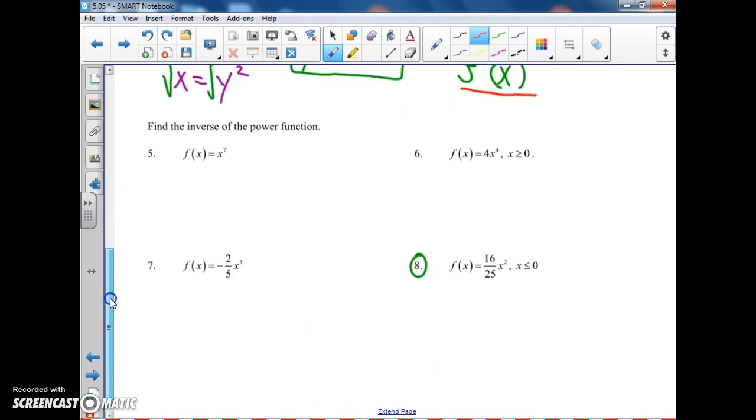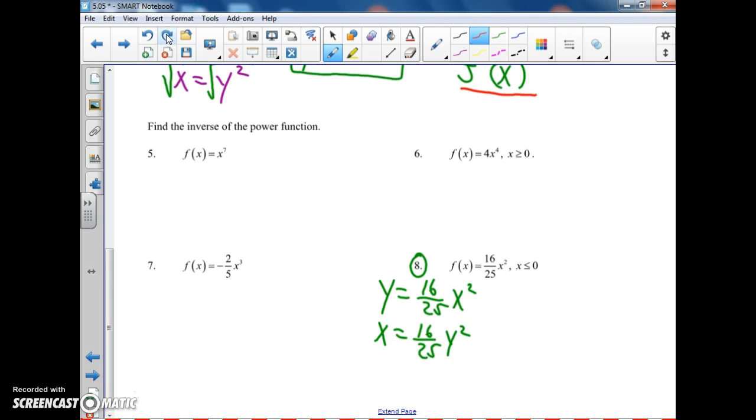Okay, back to this. We're doing number 8. So here we go. Here's the initial: y equals 16/25 x squared. What's step number 1? Right, switch the x and the y. So here we go. We're going to switch x and y. Here it goes. Switching x and y.